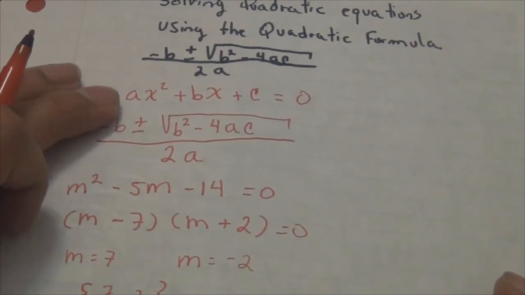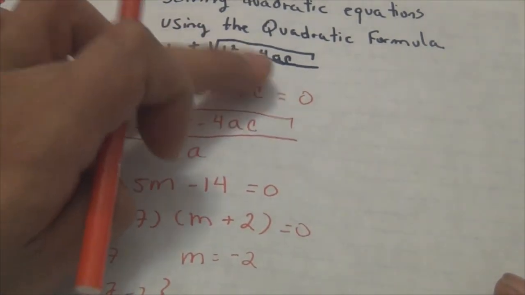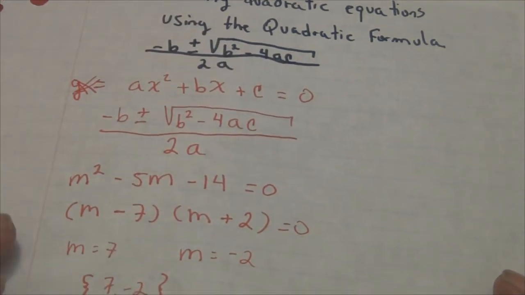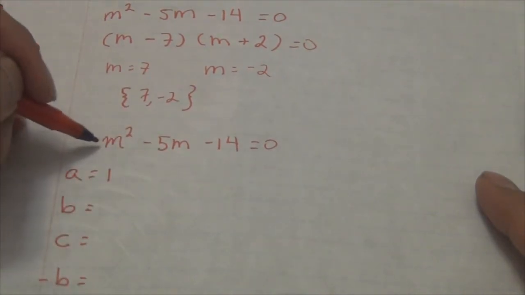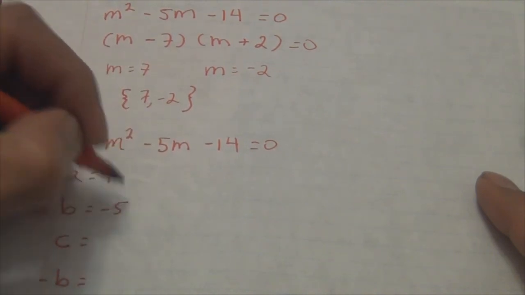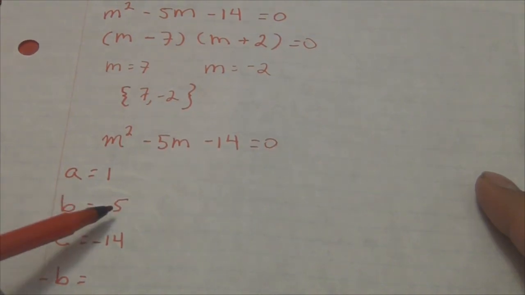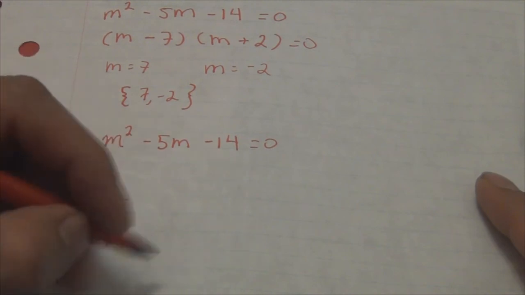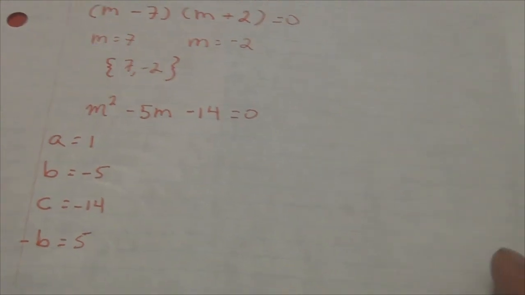So by looking at the standard form, we know that a is the coefficient of x squared, b is the coefficient of x to the first power, and c is just the loose number without a variable. So then here we have a being 1, because that's the coefficient of m squared, b being negative 5, c being negative 14, and of course, if b is negative 5, what is the opposite of b? In other words, what is the negative of this? Positive 5. See that? Okay, now I'm ready to start using the formula.